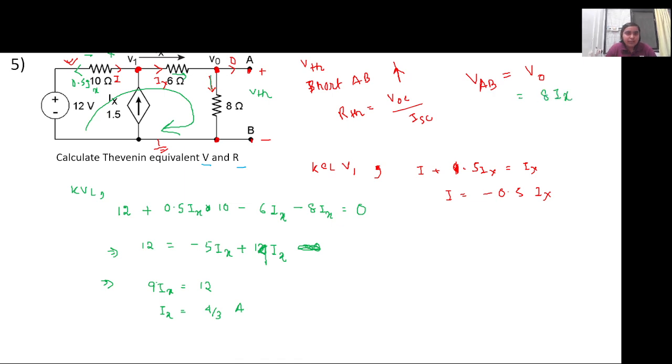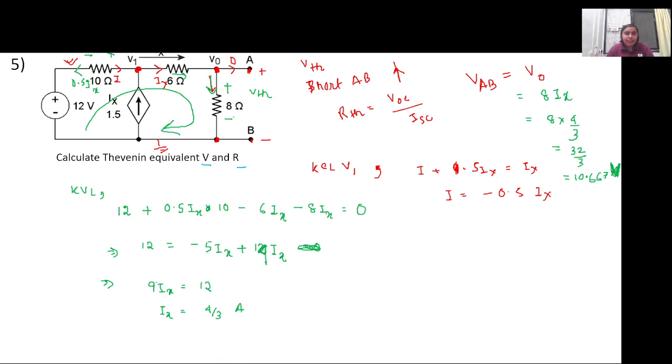Since the current will be flowing in this direction, the voltage drop will be along this direction. So VAB equal to VA equal to 8Ix, which will be equal to 8 into 4 by 3. So the Thevenin's equivalent voltage is 32 by 3, or 10.667 volt. This is the Thevenin equivalent voltage.